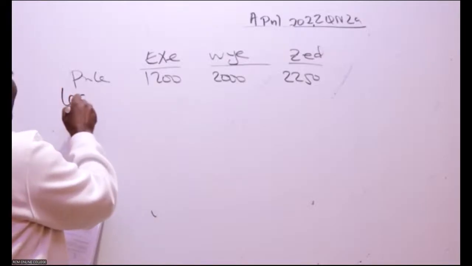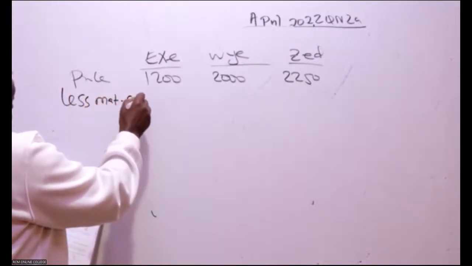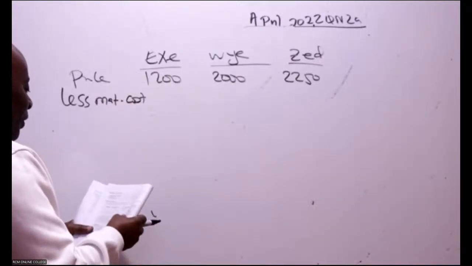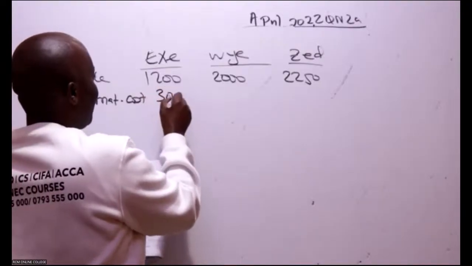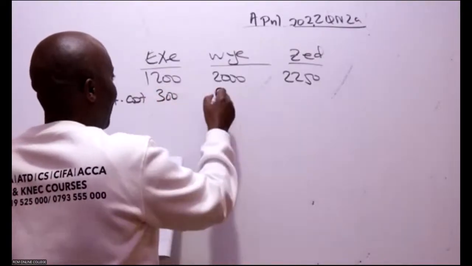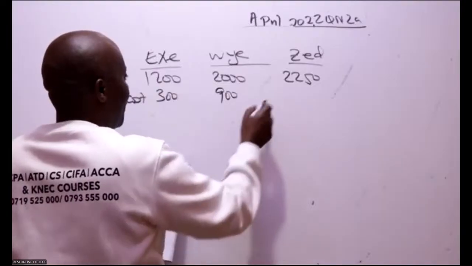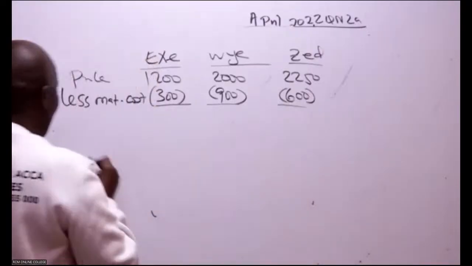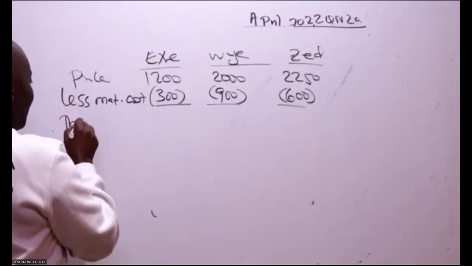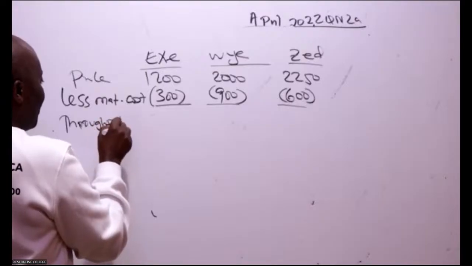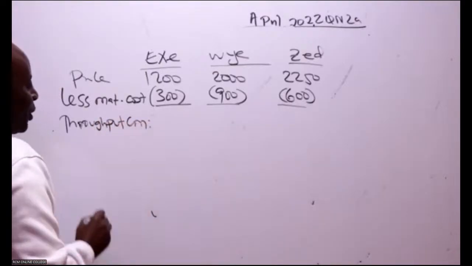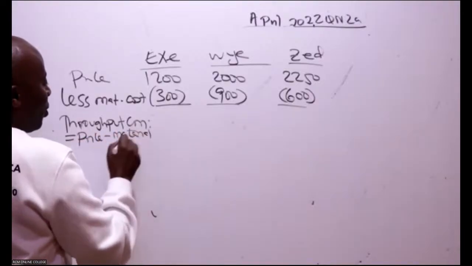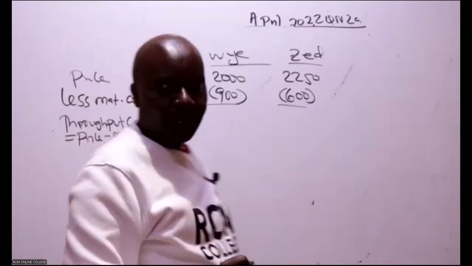So less material cost. Are you able to see the material cost? Material cost, yes, 300. So we have 900. So we have 600. So subtract these ones only, and then we'll be able to get what we call the throughput contribution margin, because throughput contribution margin is price minus material cost.